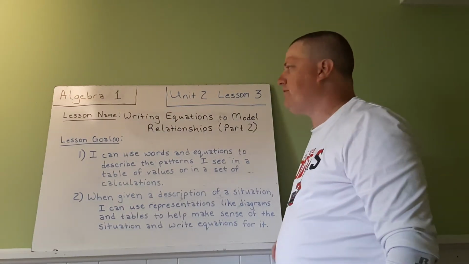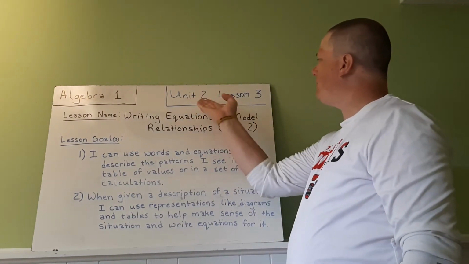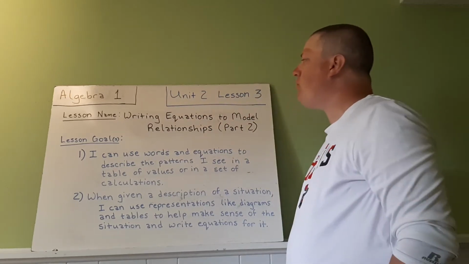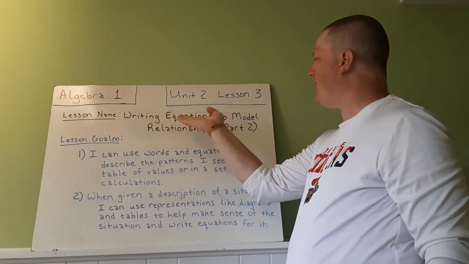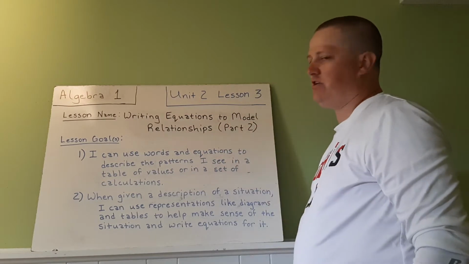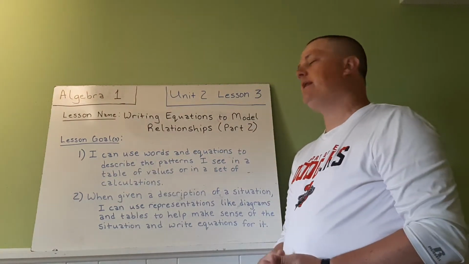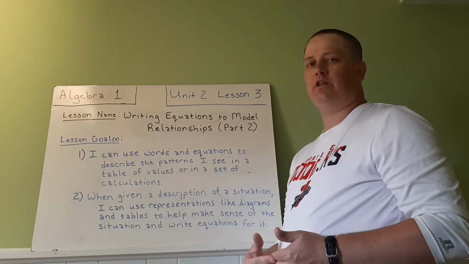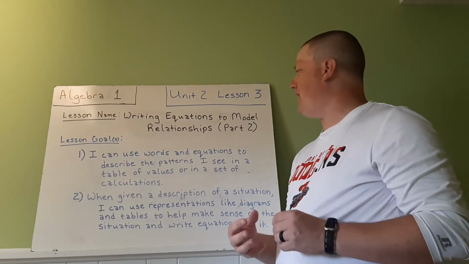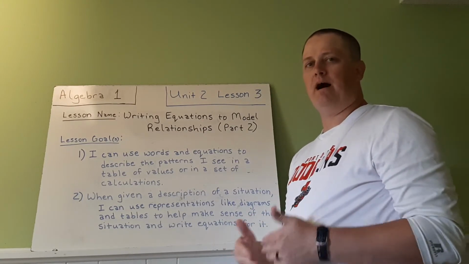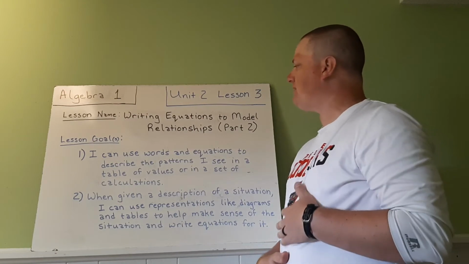All right, Algebra 1 students, now we're ready for Unit 2, Lesson 3, which is Part 2 of writing equations to model relationships. So we're still going to be writing these equations with our letters and our numbers to model the patterns or relationships we see.